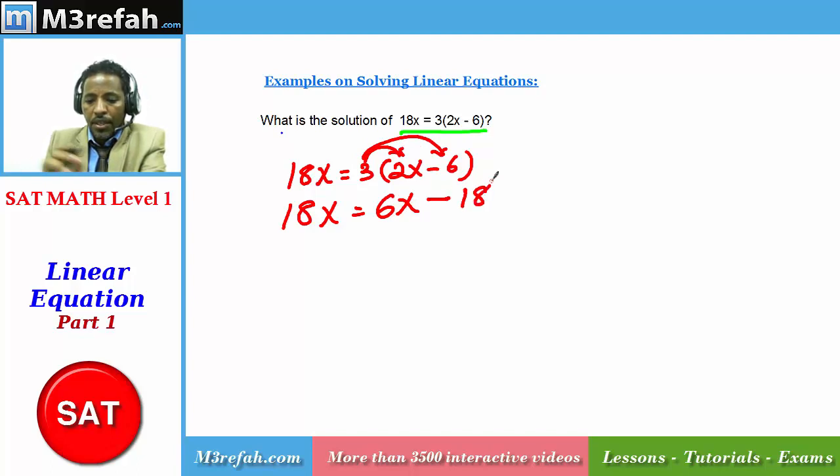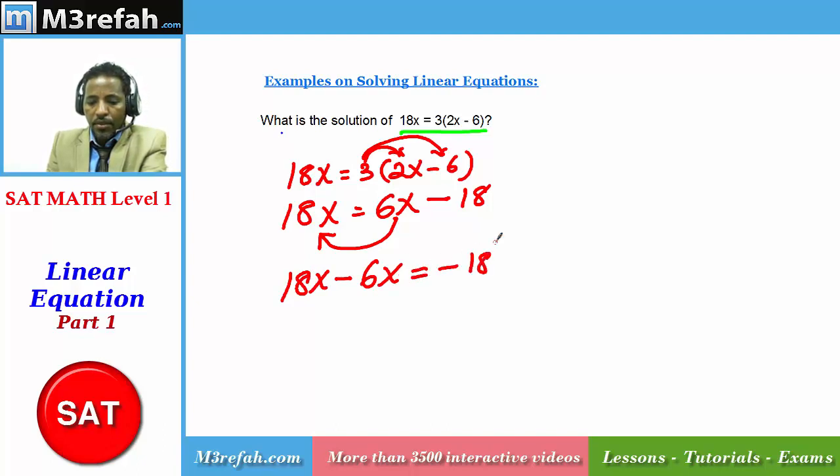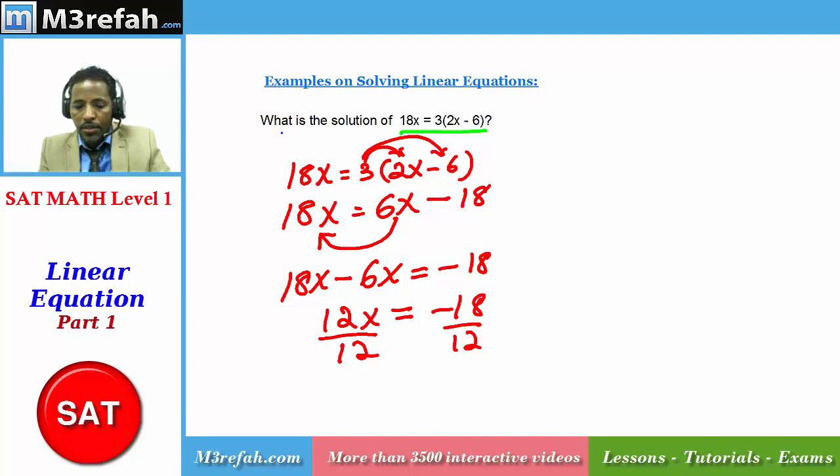will give you 18. What you should do after this, you have to collect like terms on the same side. 6x should move to the left side, and you have to subtract 6x from 18x. 18x minus 6x is equal to negative 18. 18x minus 6x will be 12x. 12x equal to negative 18. Once you reach here, you need to divide both sides of the equation by 12. This will help you to isolate the value of x. Get rid of 12 from here, get rid of 12 from here.